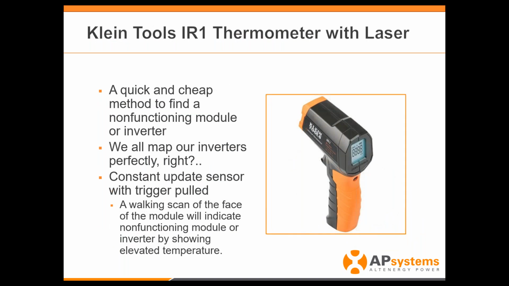All right, the next one, again, doesn't matter the brand, but this is the one that I carry. Klein is a fantastic product. What I love about this product, you can buy it at any home goods store. It's about $30 to $40. I'm trying to make a joke here. We all map our inverters perfectly, right?